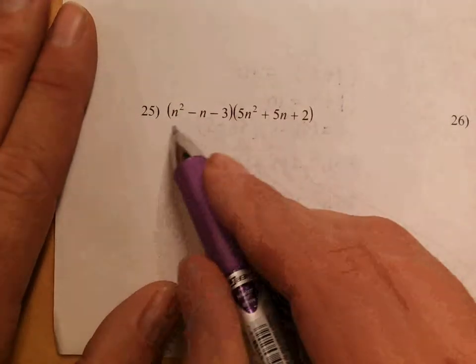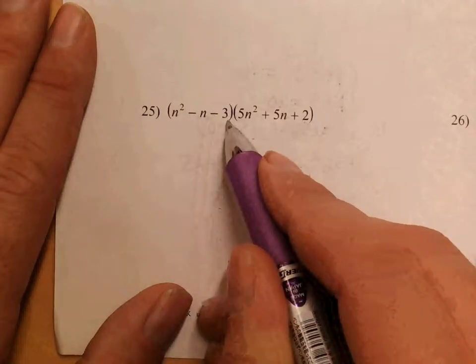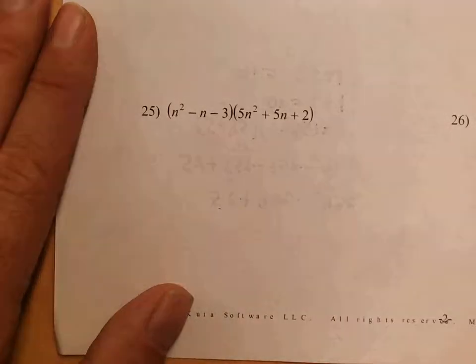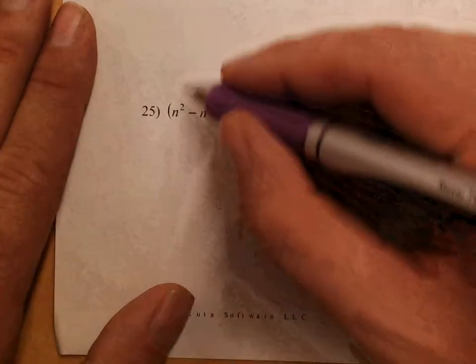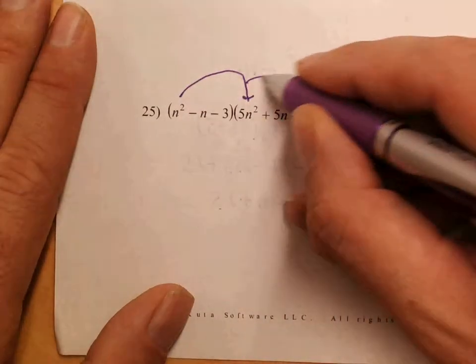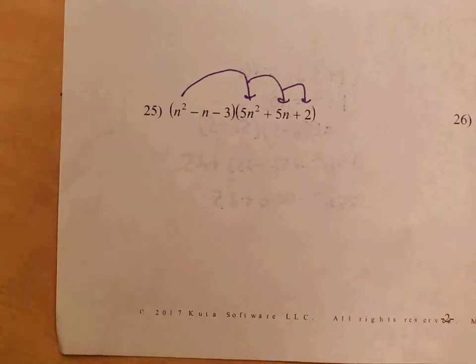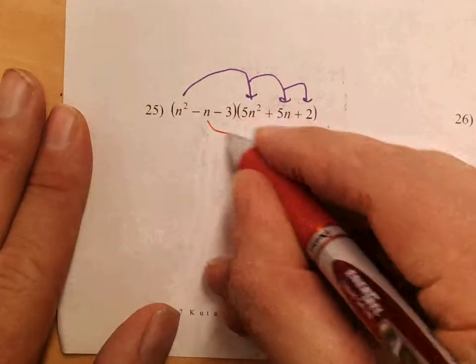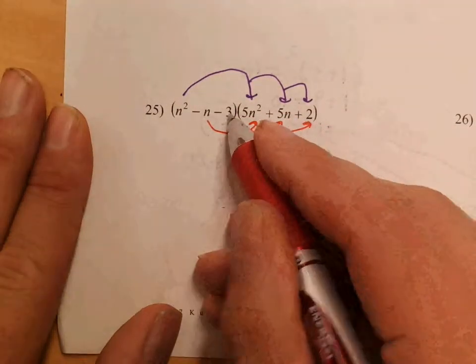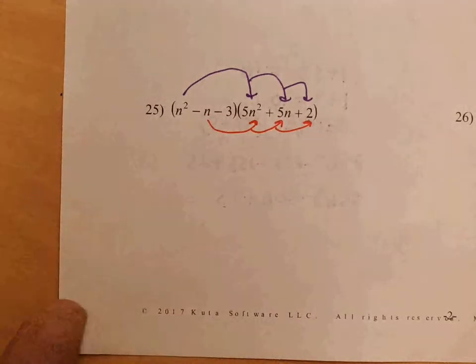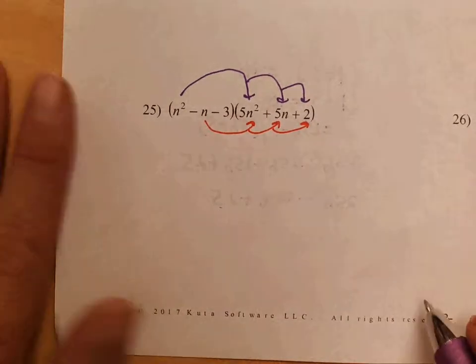Number 25 is a trinomial. There are three things times a trinomial, and it works very similarly. The first term will distribute to all three of the others. Then the second term will distribute to all three of the others. And finally, this third term, I'm going to wait to show the distributing, but it will also distribute.